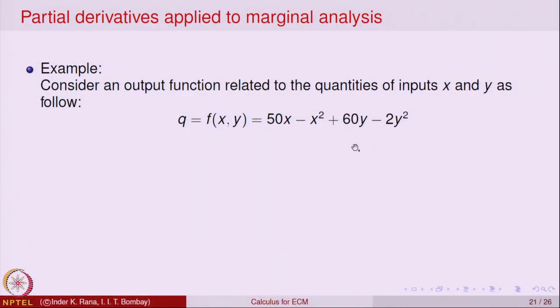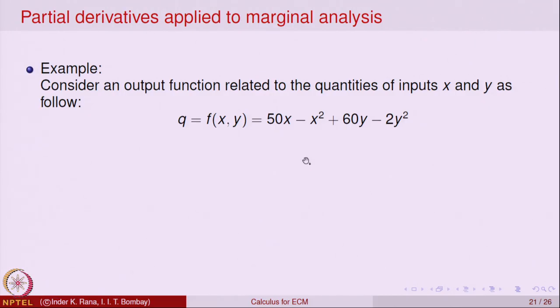So, let us consider an output function related to the quantities of inputs x and y as below, where q is a function of two variables x and y. That is q = 50x - x^2 + 60y - 2y^2. So, this q, the output, is a function of two inputs x and y and is related by this formula. It is defined for all x and y belonging to R, and it is a nice function, it only involves powers of x and y. This is what is normally called a polynomial in two variables.